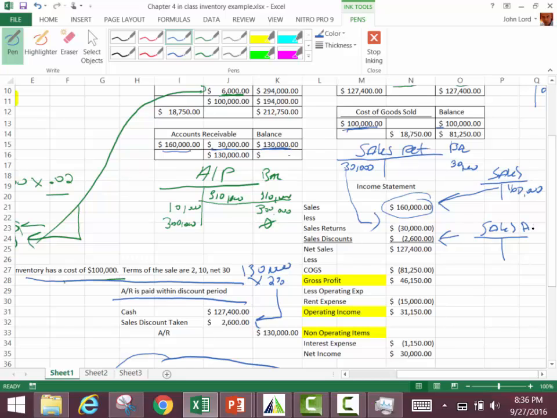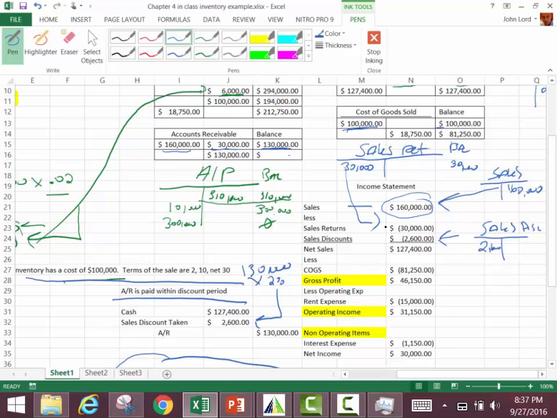My sales discount is going to be 2,600, right? That's also a debit. 2,600 for my sales discount. Okay. Now you look, and what this company does is they report the sales gross. They then subtract off the what? The sales returns. They subtract off the sales discount to report a net sale, don't they?